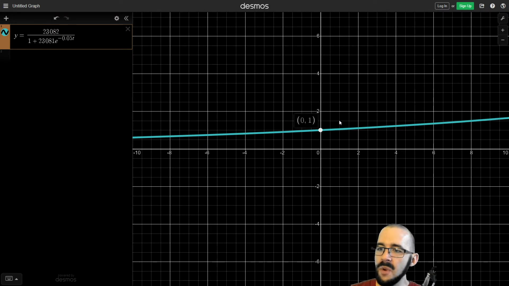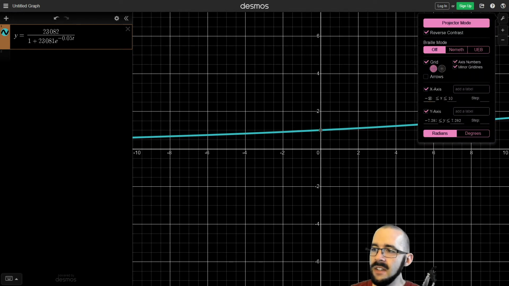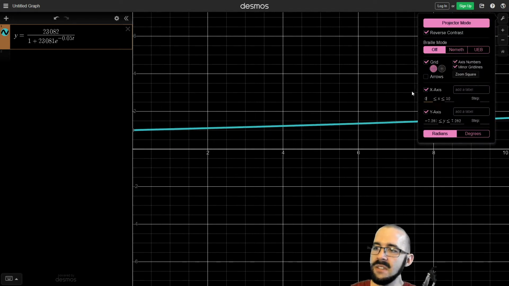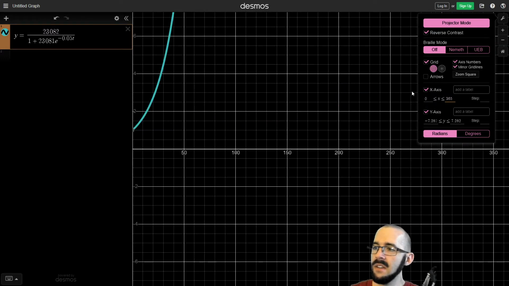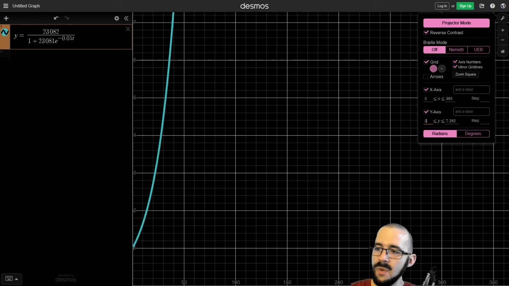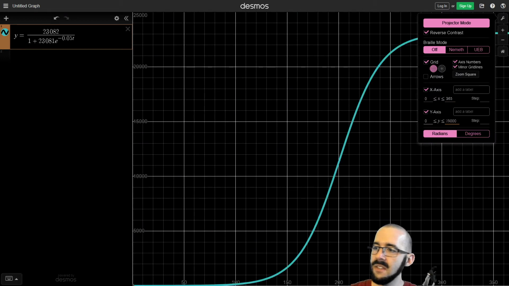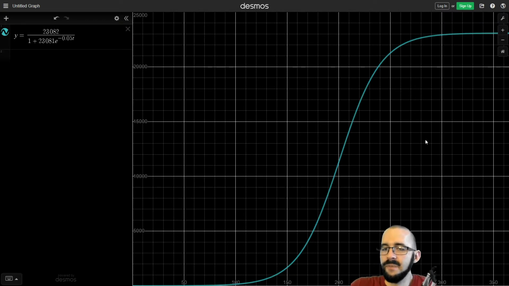You can see we have a y-intercept of 1. And specifically, let's change the domain and range. Let's look at a different thing. Let's go, time is going between 0 and, and the y-axis is going to go between 0 and, let's say, 25,000. So, look at this function. We wrote it as t, because t in this case is going to be days. Okay, so look at how we're going. We have about a year shown. We go up to 365 over here.